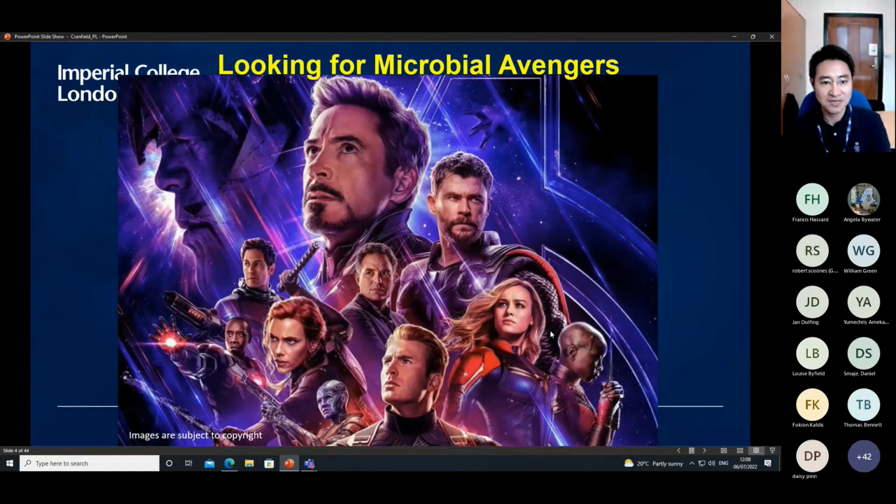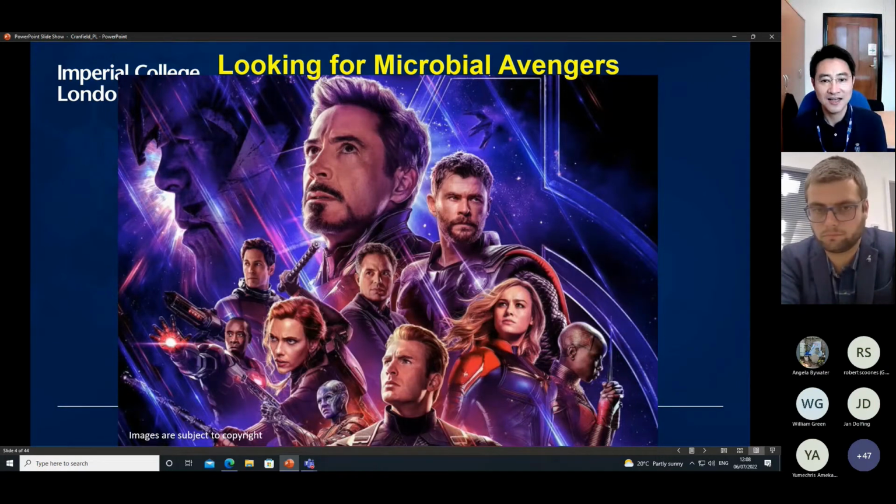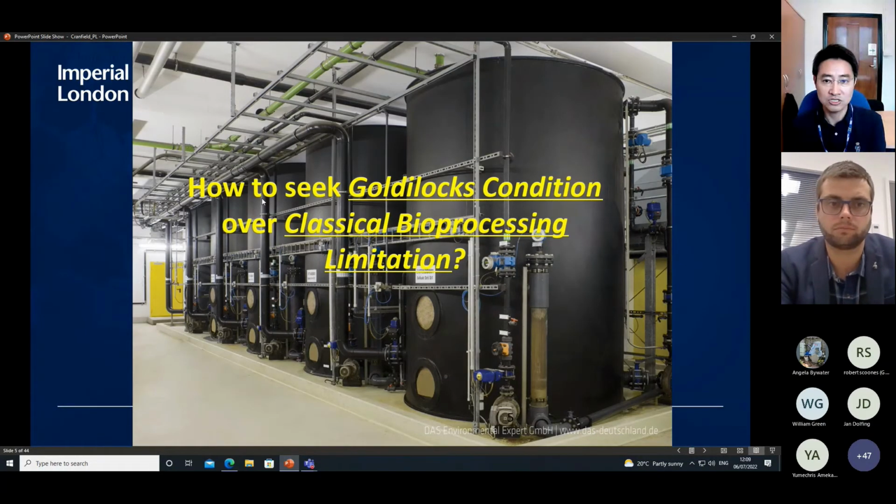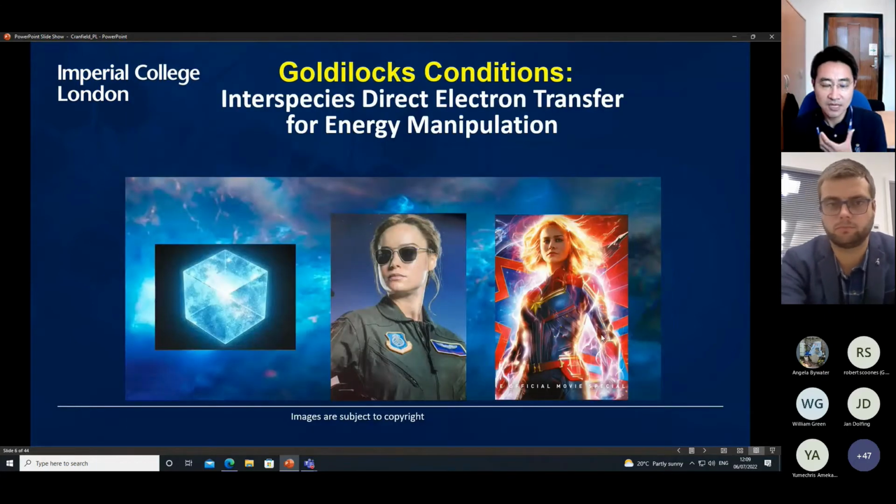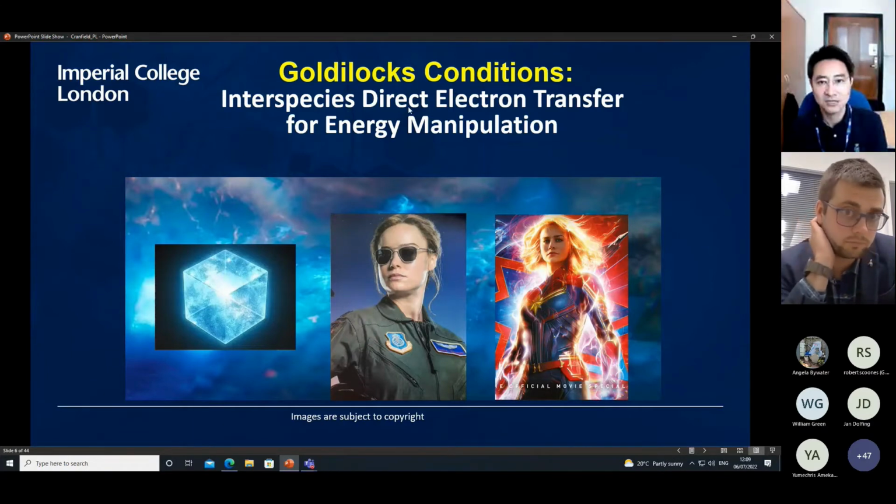I usually tell my students and my US collaborators that we're looking for special microbes, special biofilm microbes, like Avengers, so they can do some superpower, bacteria power, to do wastewater recovery as energy. So how can we seek Goldilocks conditions to overcome the classical bioprocess limitation, especially energetics? So I'm going to talk about this. Today I want to give an analogy, something called interspecies direct electron transfer for energy manipulation.